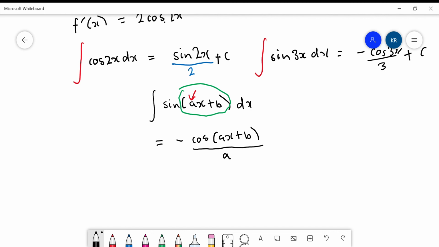In our next session, we will extend our concept of integration to functions such as f of x is equal to 1 over x, and we'll also tackle definite integrals and areas under a curve.